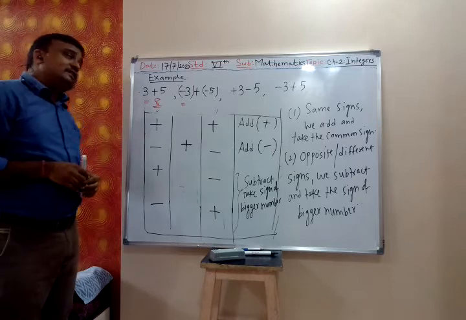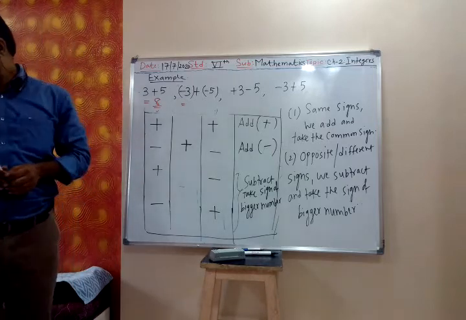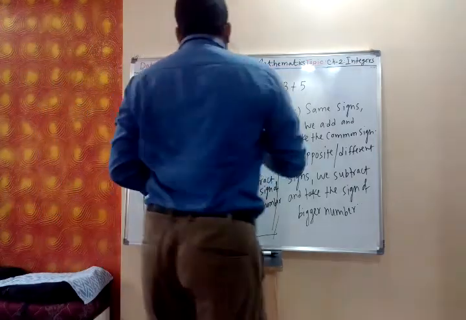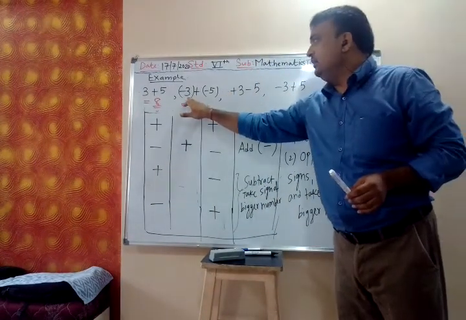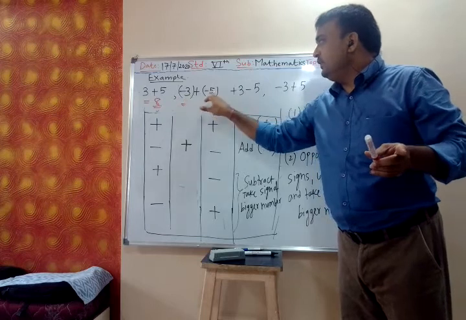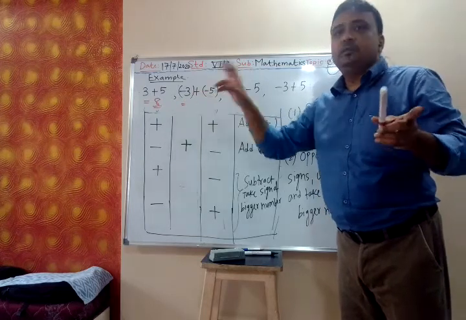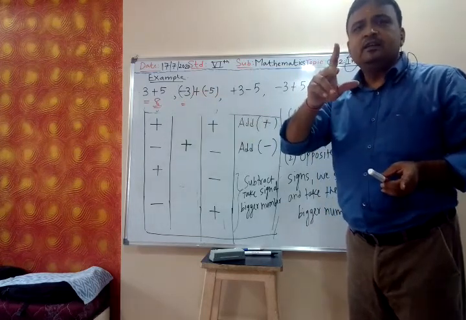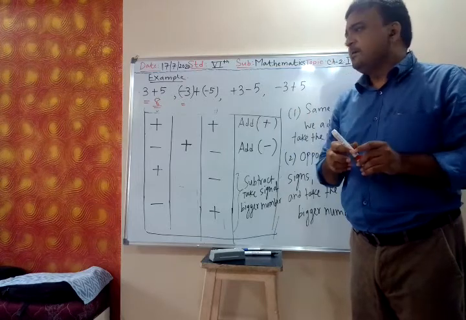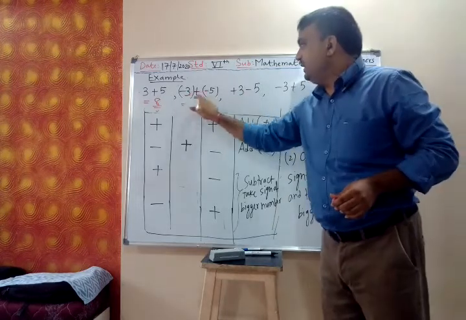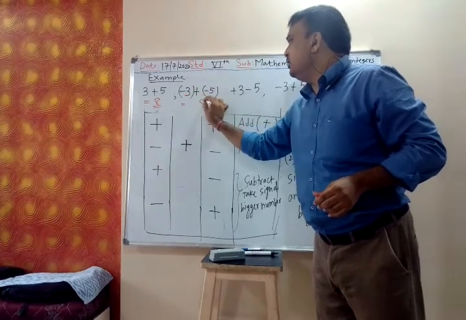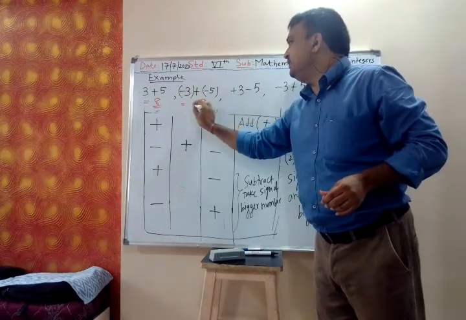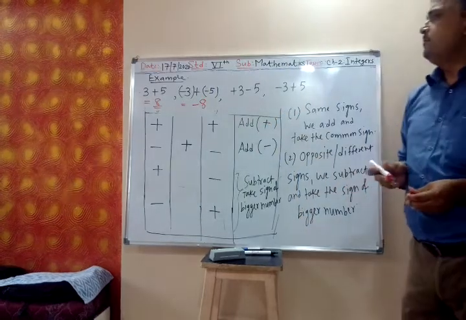What about the next? Minus 3 and minus 5. What is the sign of 3? Minus. What is the sign of 5? Minus. So minus minus, same sign. So we have to add the numbers. 3 plus 5 is 8. But what is the common sign? Minus. We write minus 8.